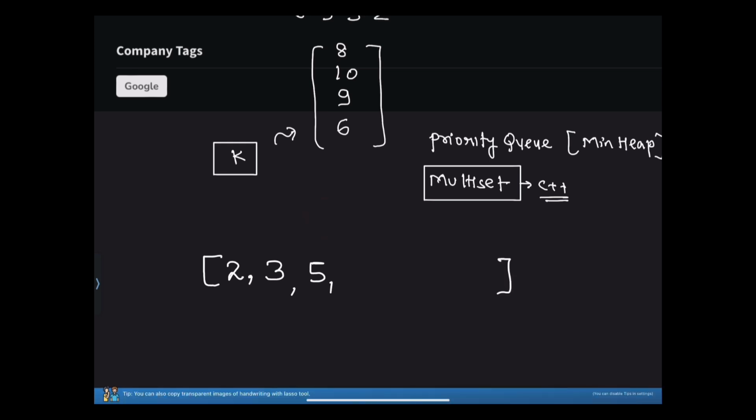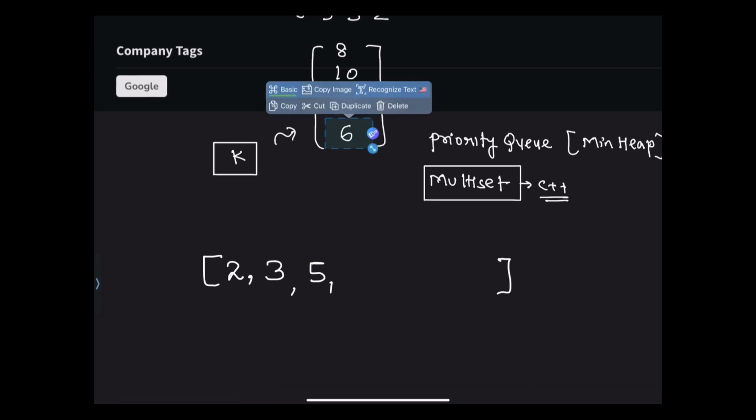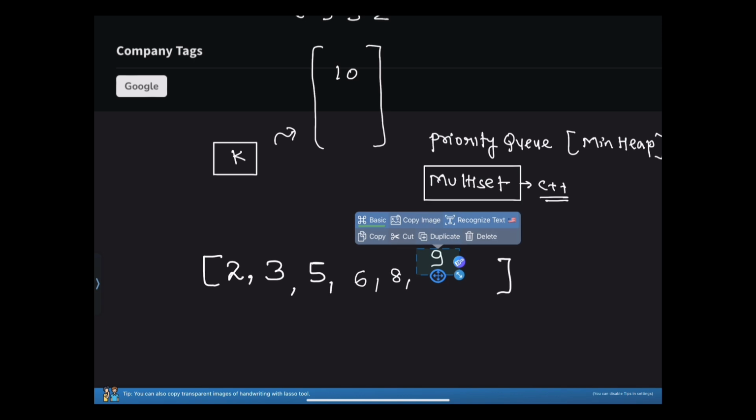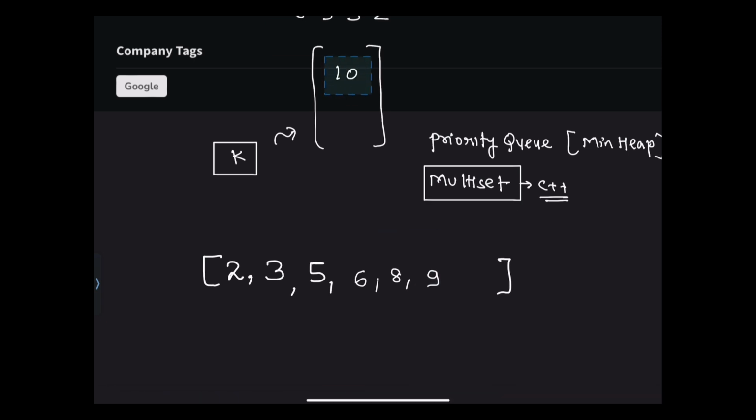The smallest element in this window is going to be 6, so we push the 6 over here. Okay, and now the smallest element is going to be 8, so we take the 8, and then the smallest element is going to be the 9, so we take the 9, and then it's the 10, right? And that's how our array gets sorted.